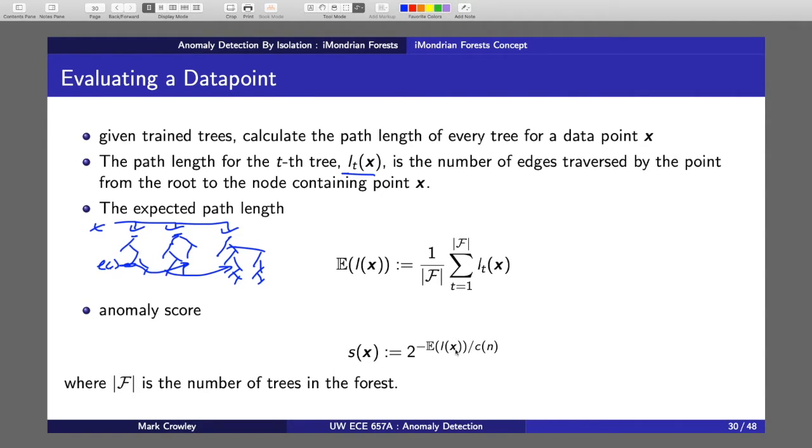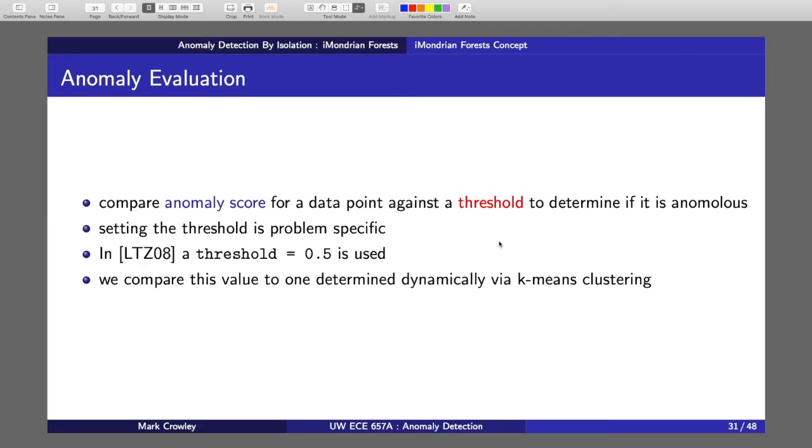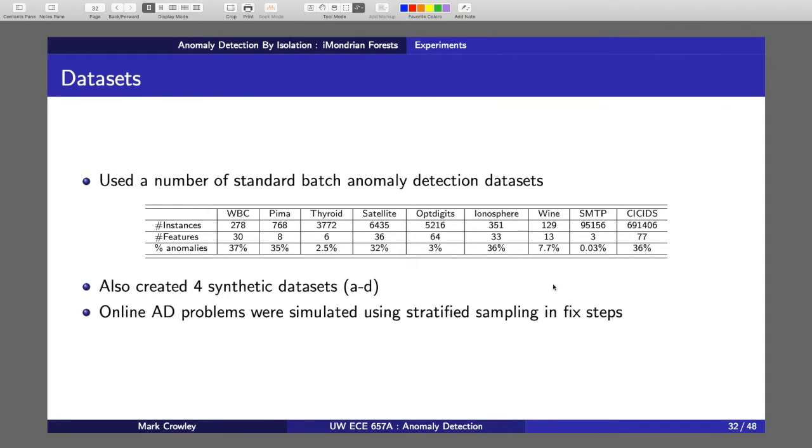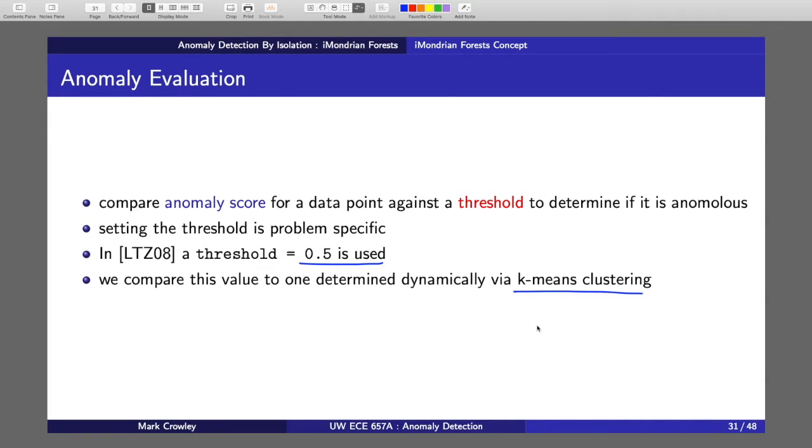And we do the same thing as in iForest: we come up with this score, the same one I showed you from the Liu paper, to give us a score of whether it's an anomaly or not. Then we can set some threshold to say if it's above this score, then it's an anomaly. In that original paper, they used 0.5. So we compared to 0.5, but we also did another one where we applied k-means to the data and then tried to figure out what a good threshold would be.